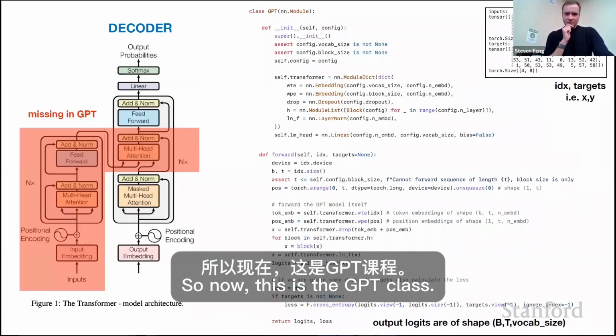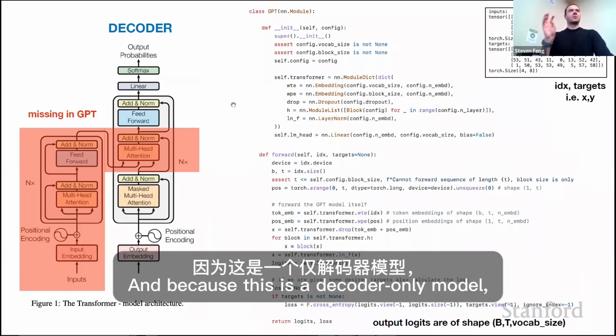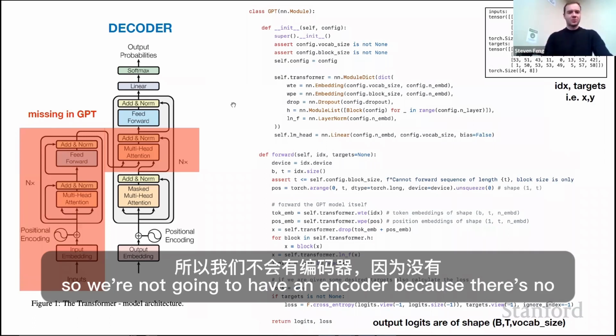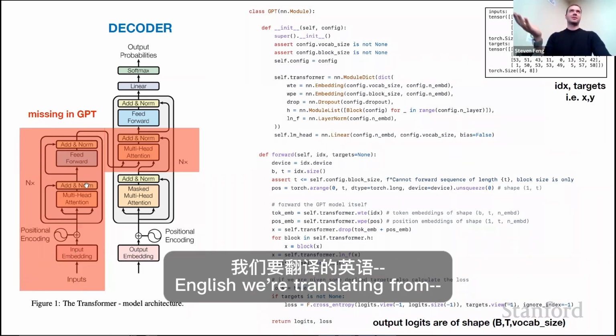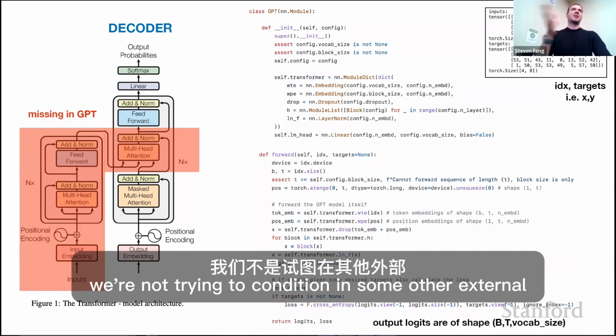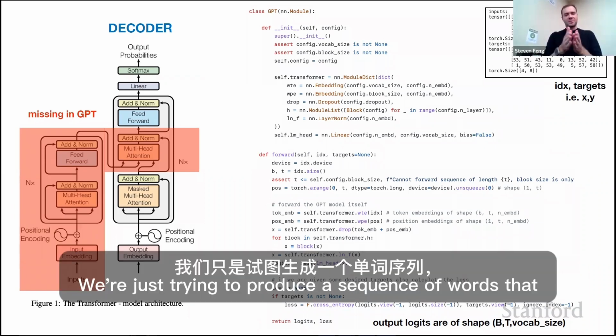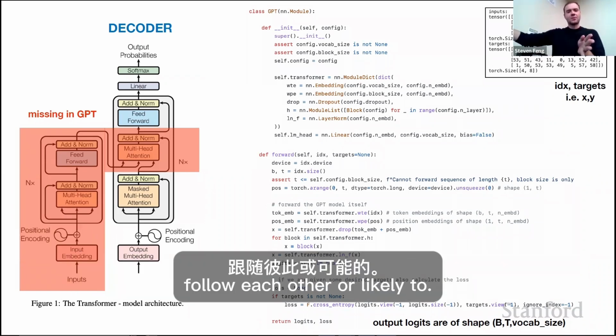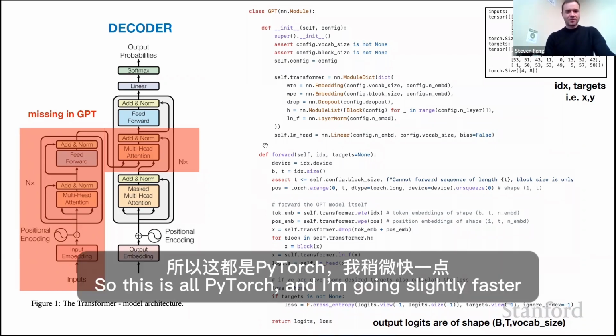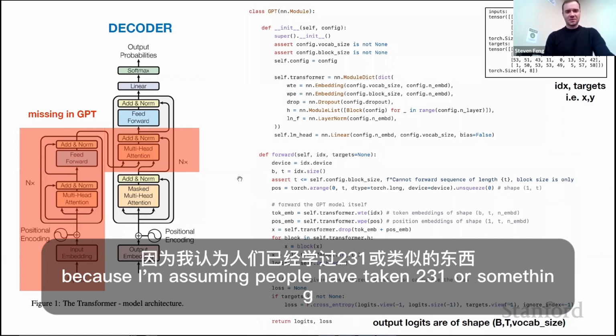Now this is the GPT class, and because this is a decoder-only model, we're not going to have an encoder, because there's no English we're translating from. We're not trying to condition on some other external information. We're just trying to produce a sequence of words that follow each other or are likely to. This is all PyTorch, and I'm going slightly faster because I'm assuming people have taken 231N or something along those lines.